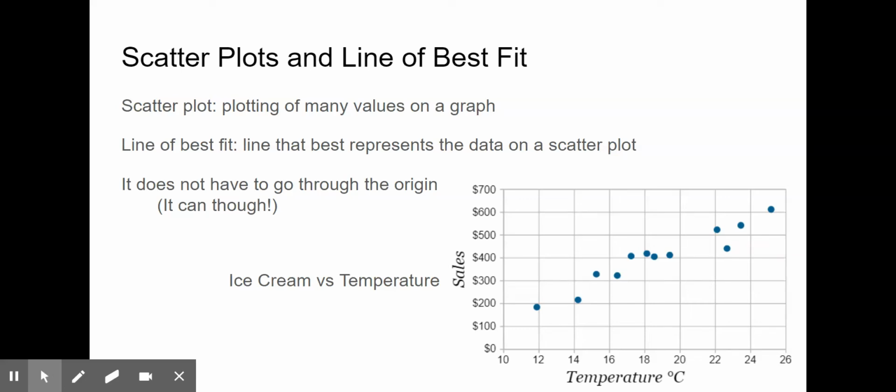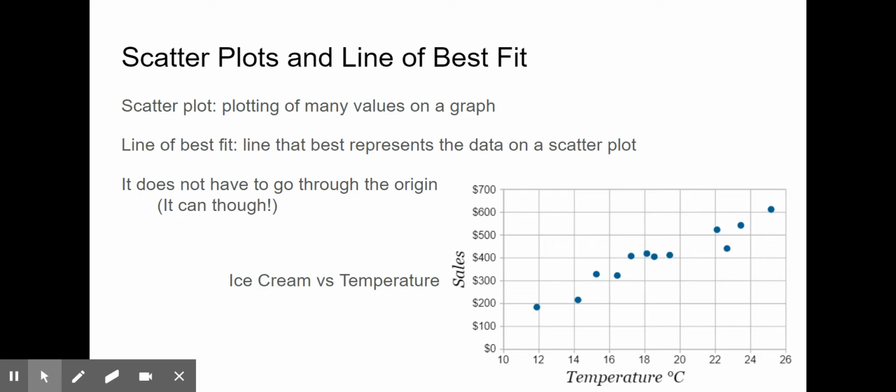All right, talking scatter plots and line of best fit today. A scatter plot is a graph that is going to plot multiple points that don't necessarily line up perfectly. My example in the corner here is the temperature outside versus how much ice cream an ice cream stand sells. They find that the general trend here is the warmer it is outside, the more ice cream they're going to sell. A line of best fit is exactly what it says there. A line that best represents the data.